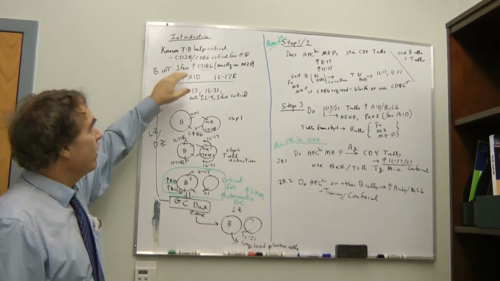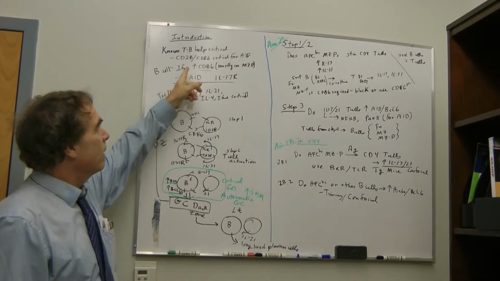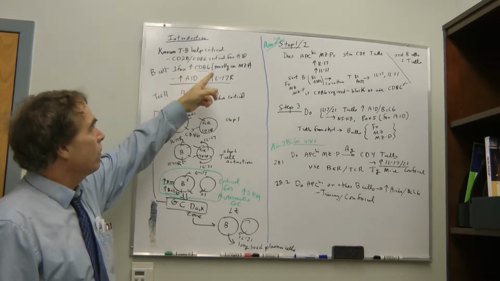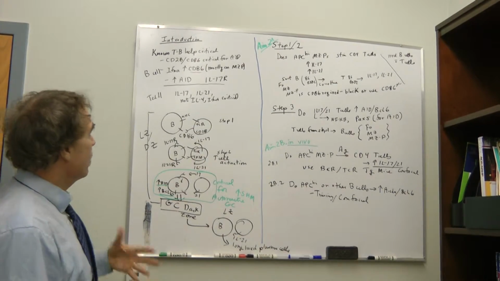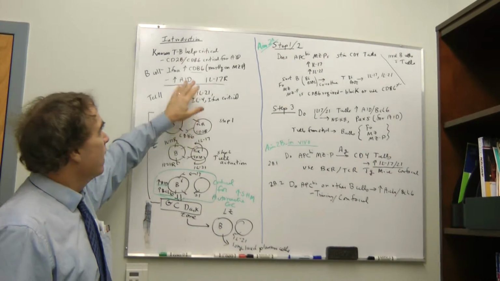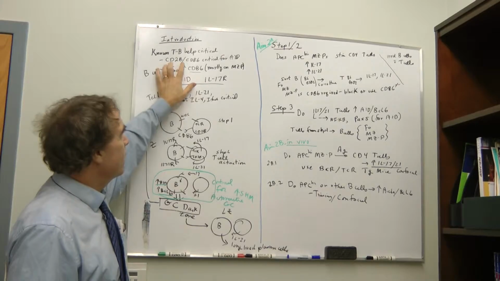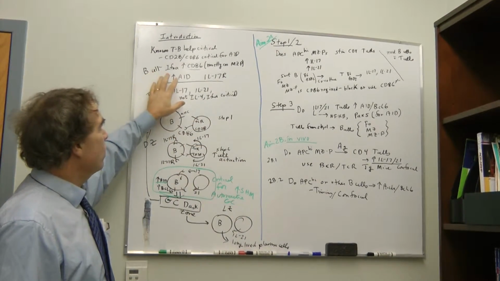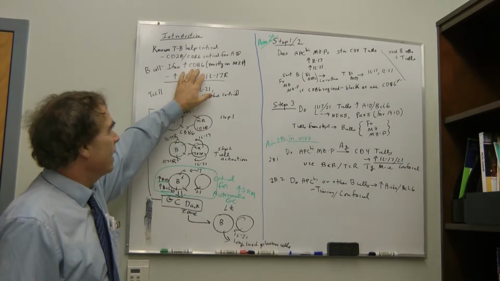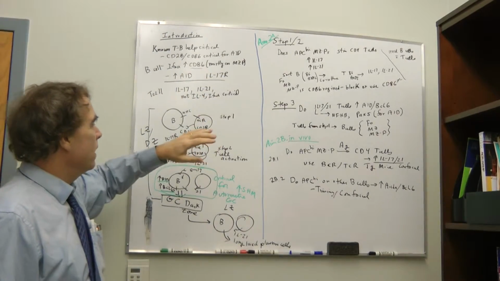Now, by way of introduction, we know that by definition T-B cell help is critical for a T-dependent response, somatic augmentation, and class switch needs pathogenic autoantibodies. We also know that CD28, CD86 interaction is critical for AID and autoimmunity. We also know that interferon alpha might upregulate CD86 mostly on MZPs.